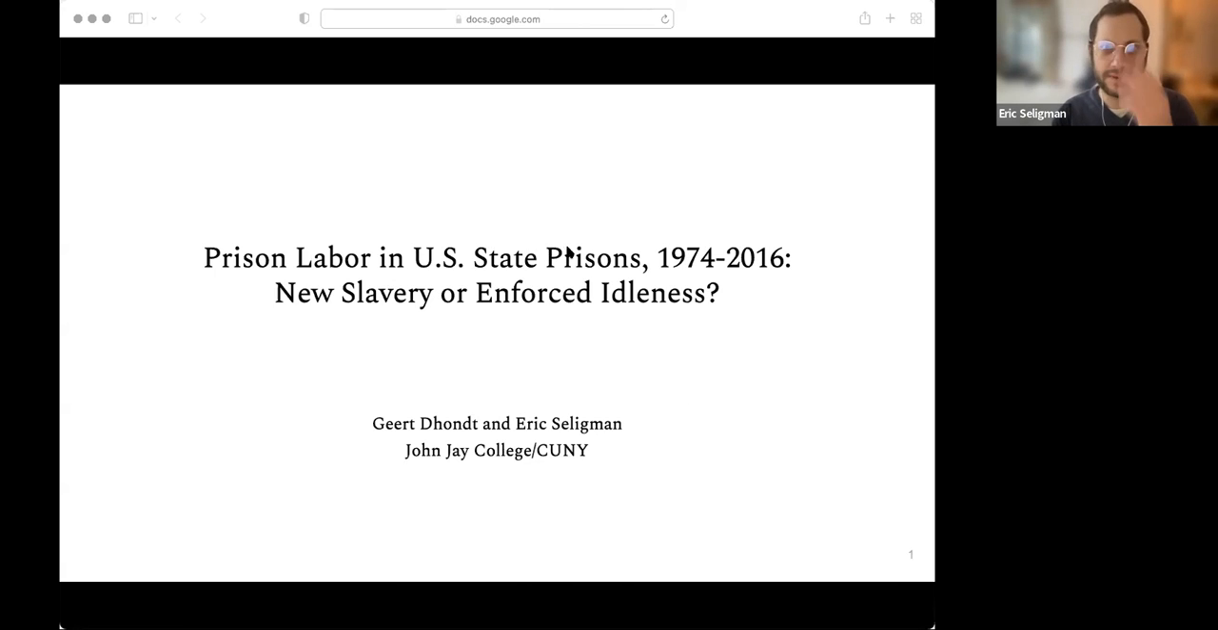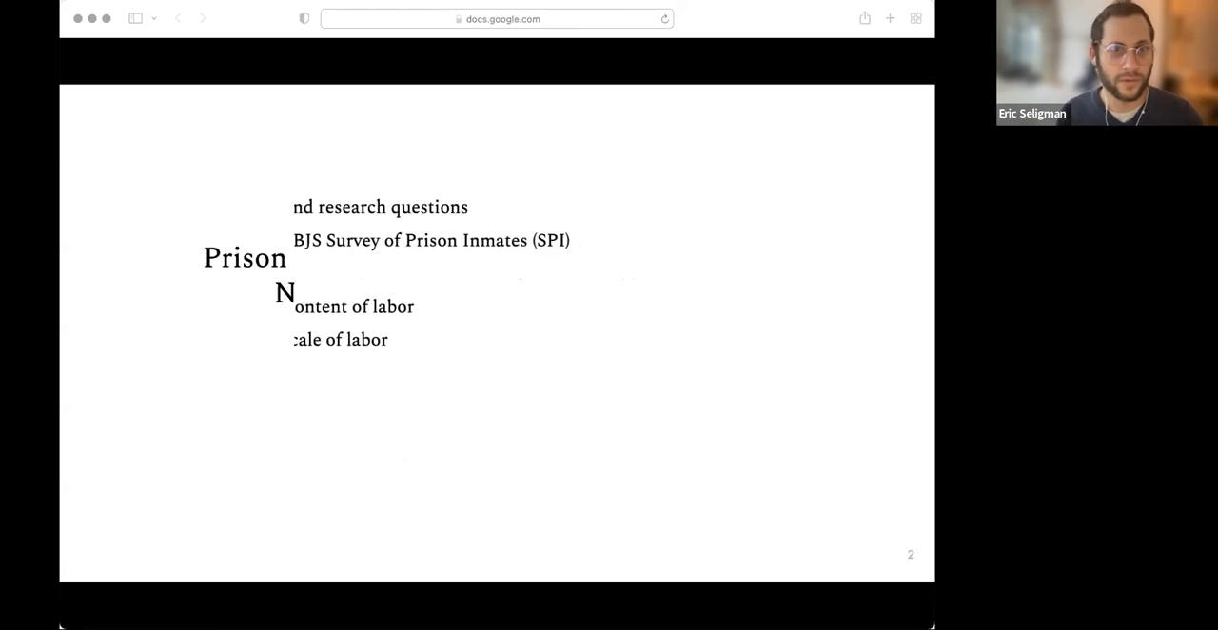So today we'll be presenting a working version of our study on prison labor, which we hope to put out soon, tentatively titled Prison Labor in US State Prisons, 1974 to 2016: New Slavery or Enforced Idleness. We'll begin by establishing the theoretical context for our study and our research questions. We'll introduce the data source we analyzed, and then we'll share our findings, assess their theoretical implications, and then we'll look forward to questions and discussion after the paper presentations. And there are slide numbers throughout, so feel free to take note of a slide number if you want to reference it during the discussion.